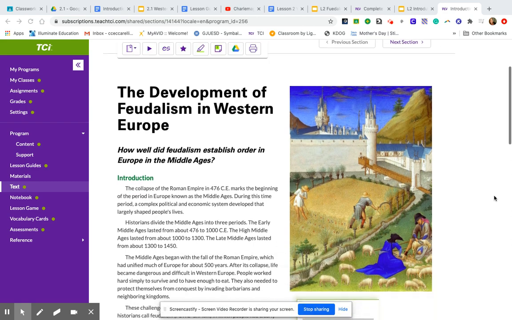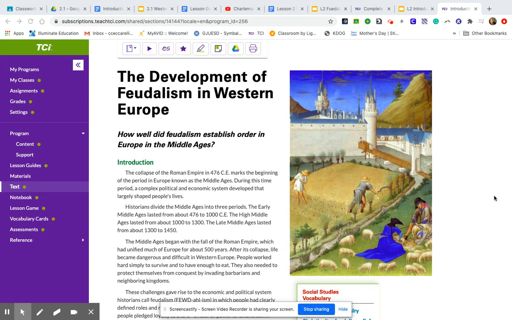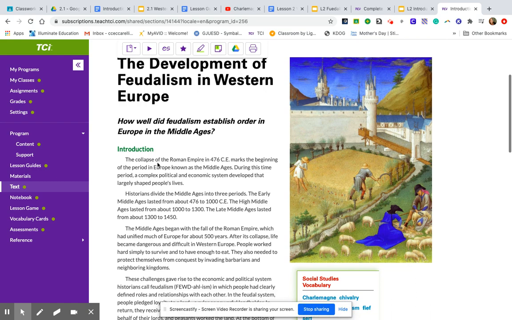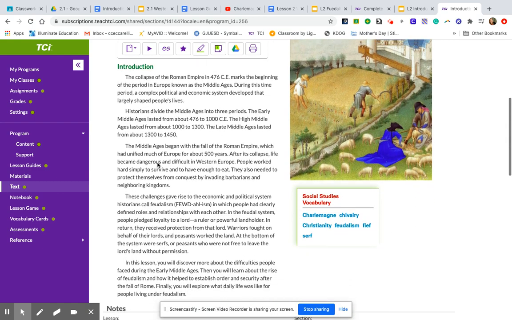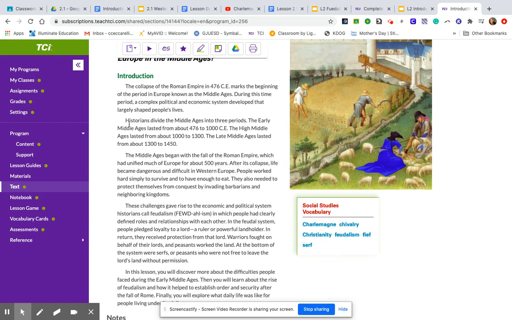So today I can see that the title of the introduction is The Development of Feudalism in Western Europe. I look for green subtitles. This is an introduction. I'm going to quickly scroll through the text to see if there are any more green subheadings. I do not see any more.